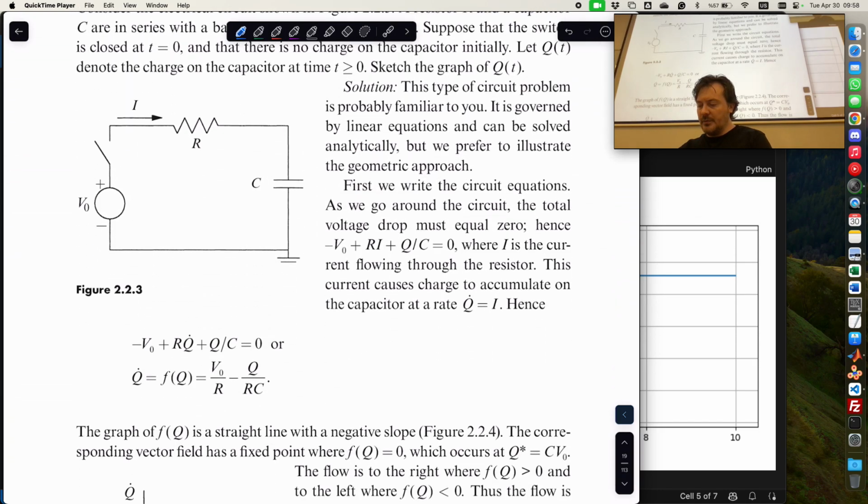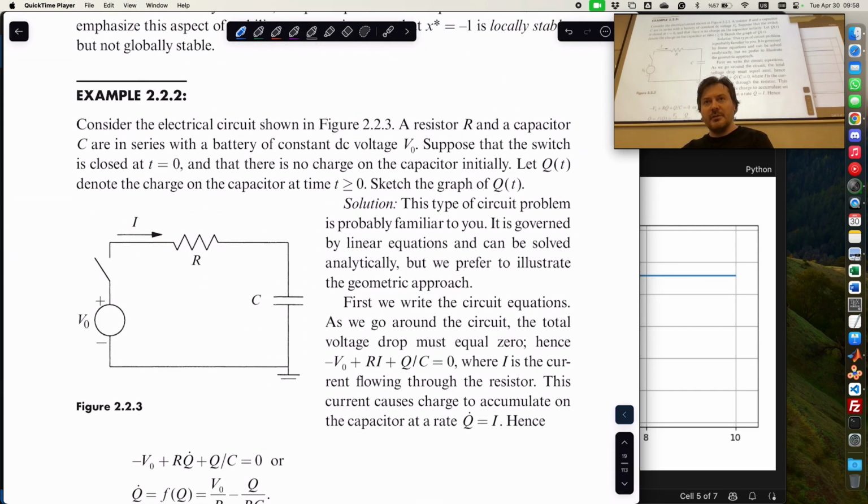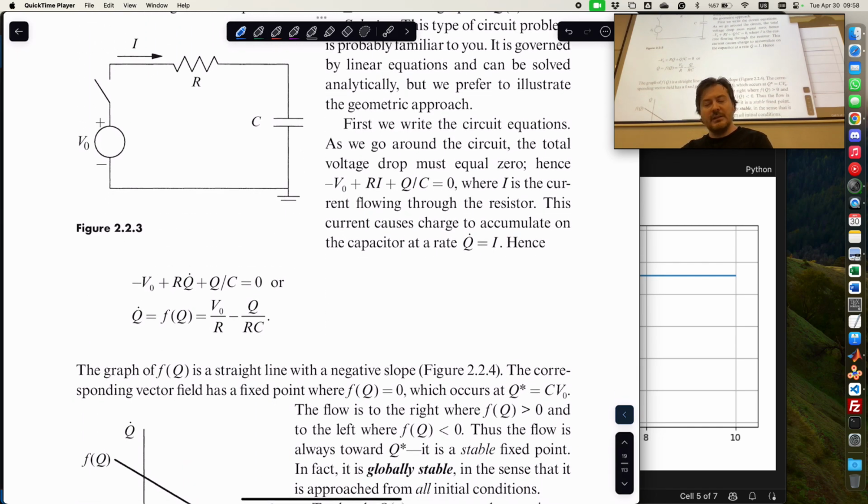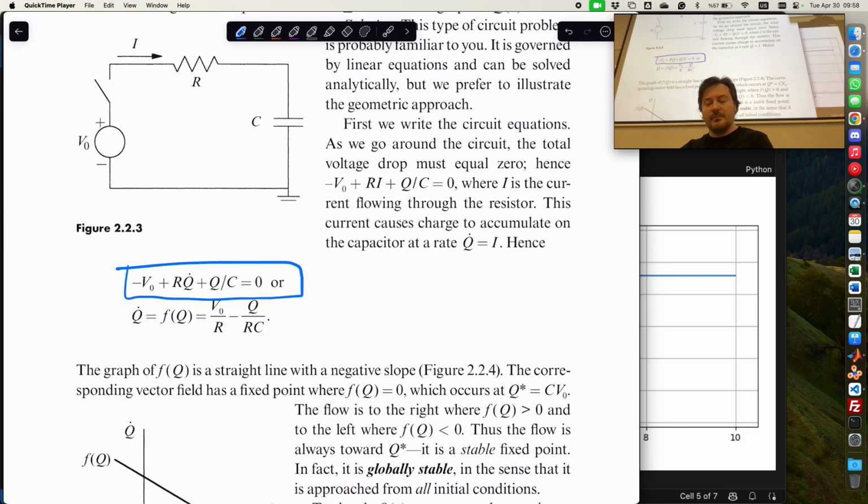I can skip this one. For example, RC circuits, maybe you were having trouble solving them, but look how easy they are if you look at it graphically. So this is the equation, right? Now you can write q dot. It's already written here, right? You can write q dot like this.